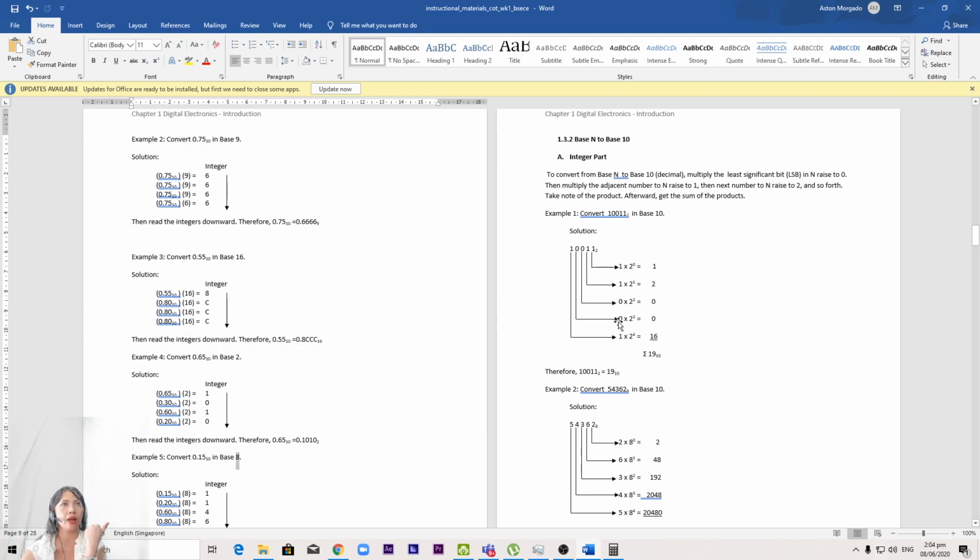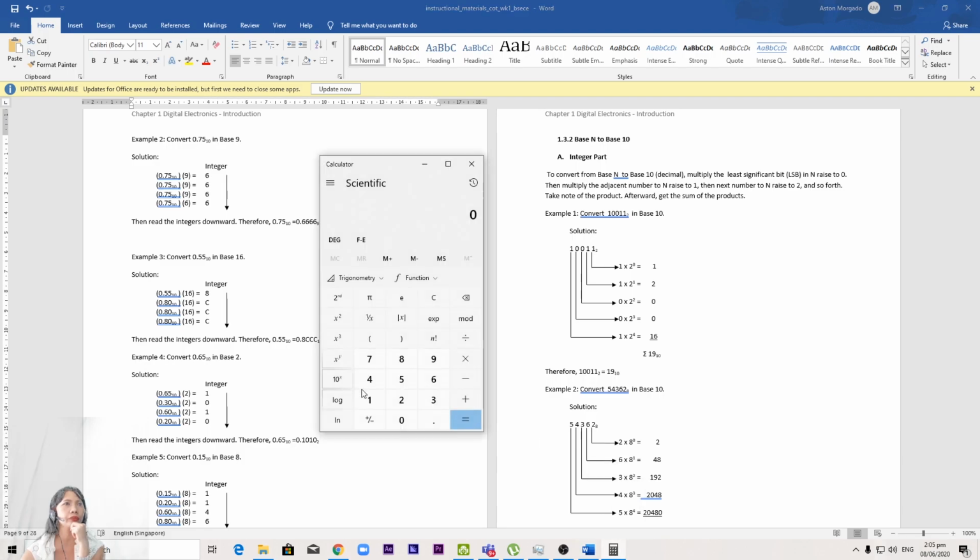Same with the fourth digit. 0 times 2 raised to 3 is still 0. Then last, the MSB, or the most significant bit, is 1 times 2 raised to 4. 2 raised to 4 is equal to 16. So 1 times 16 is 16.